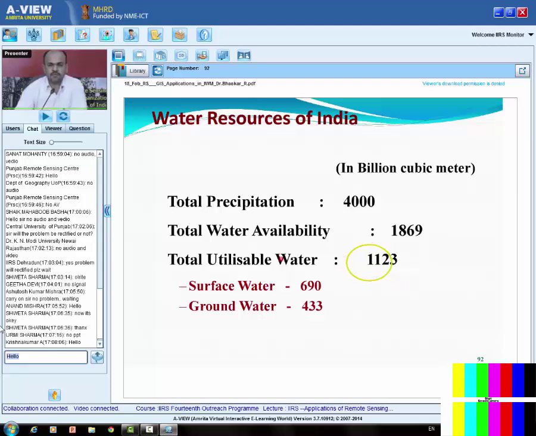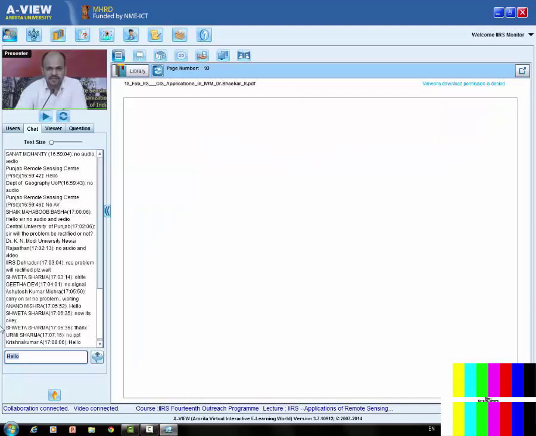Out of that, 1,123 is utilizable water, of which 690 comes from surface water and 433 comes from groundwater. So the total annual utilizable water for India is 1,123. Please try to remember this figure because it will come up in the coming slides.